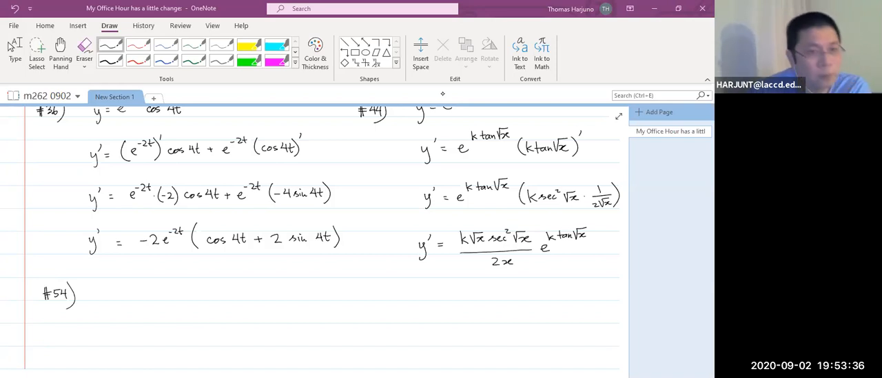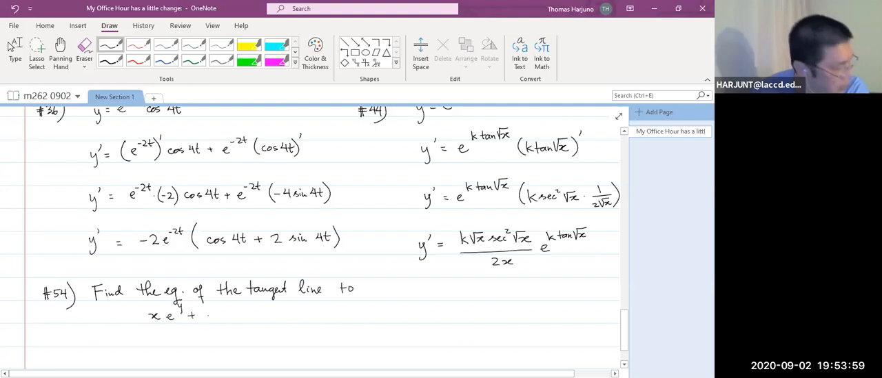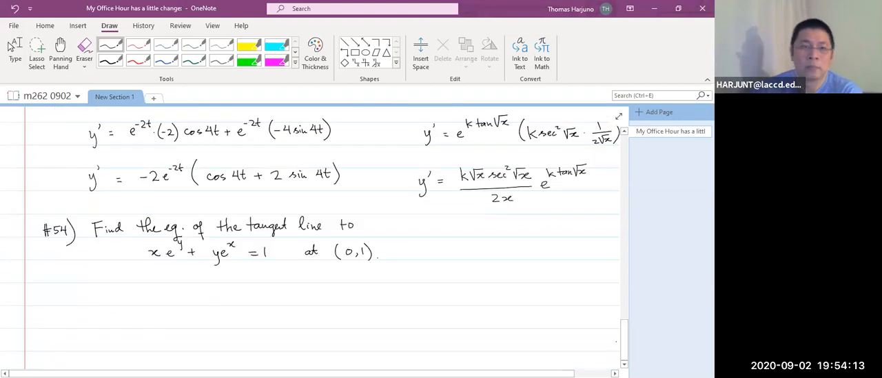Number 54, find the equation of the tangent line to x e to the y plus y e to the x equals 1 at (0, 1). We need to use implicit differentiation.